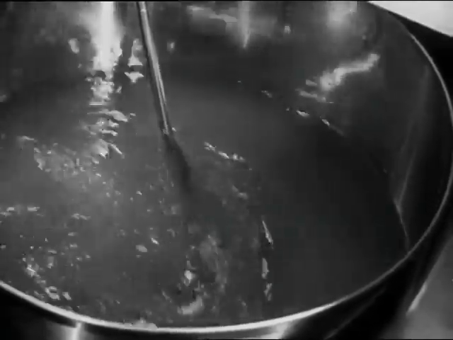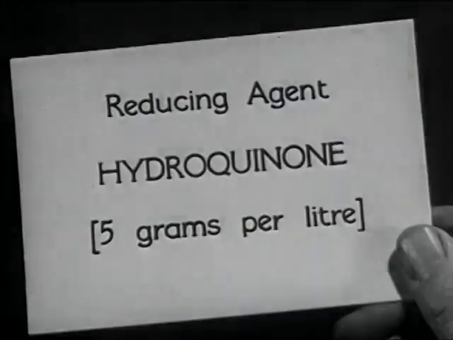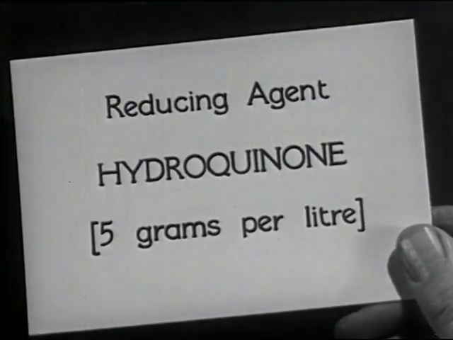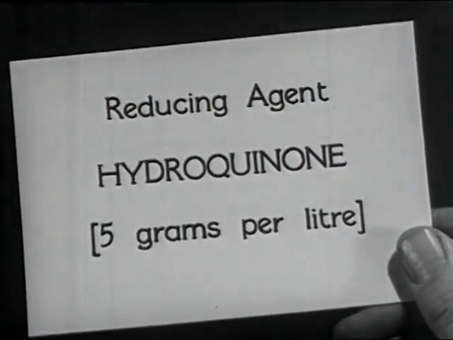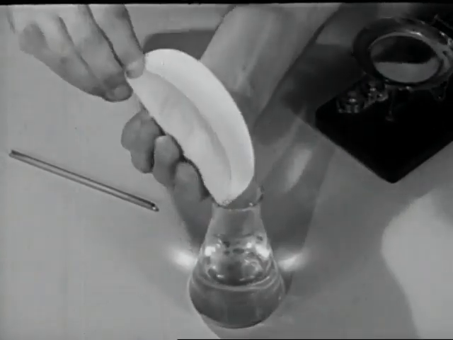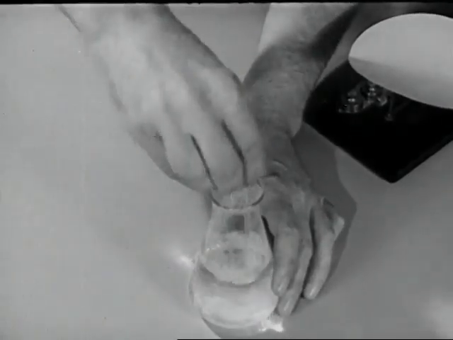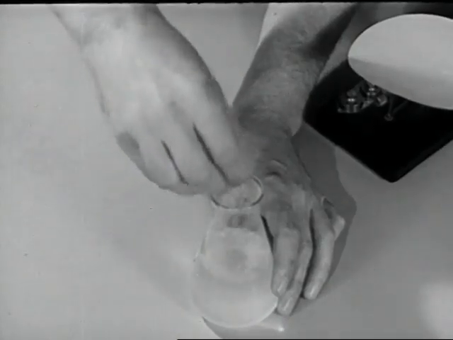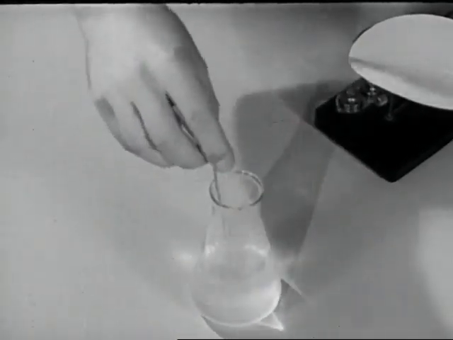First of all, we need a reducing agent, of which hydroquinone is typical. There are a number of organic reducing agents, such as elon, pyro, glycine, amidol, and hydroquinone, which will convert the latent image to metallic silver. Here we see some hydroquinone added to water and a piece of exposed film agitated in the solution.